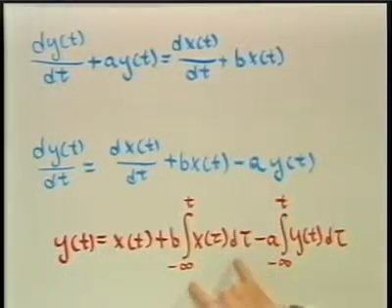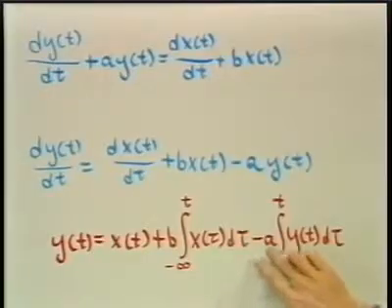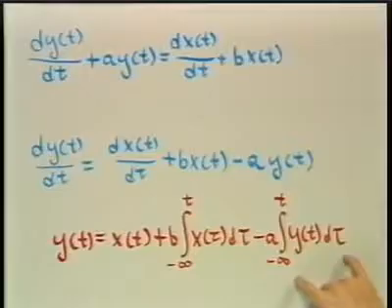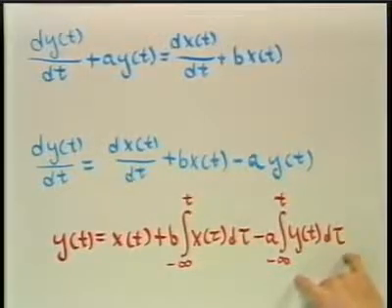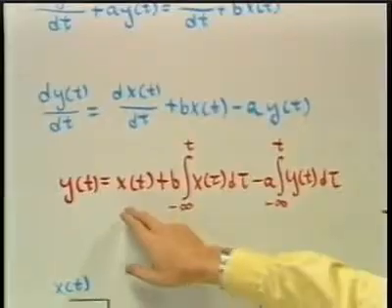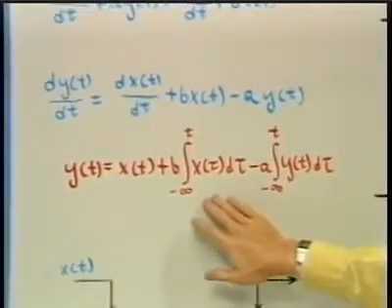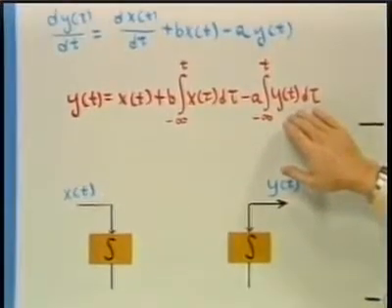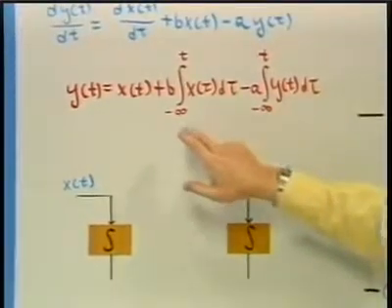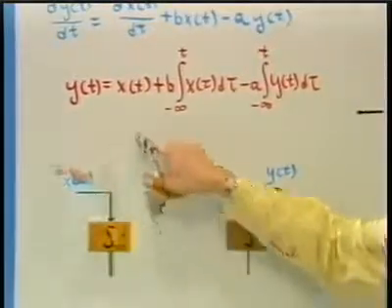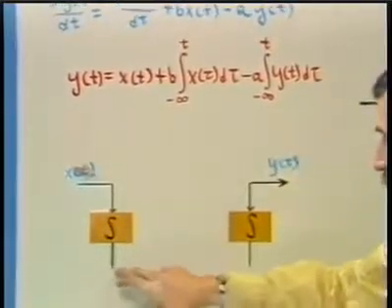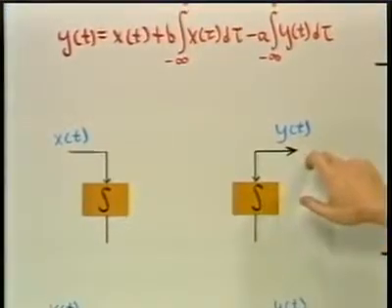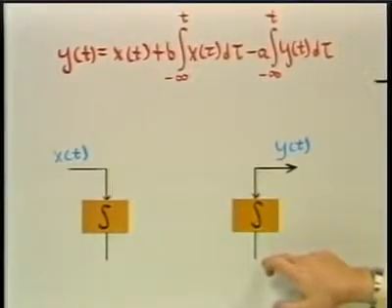b, the scale factor, times the integral of the input, and minus a, that scale factor times the integral of the output. So to form the output in block diagram terms, we form a linear combination of the input, a scaled integral of the input, and a scaled integral of the output, all of that added together. So we need, in addition to the input, the integral of the input, and so this box indicates an integrator. In addition to the output, we need the integral of the output.